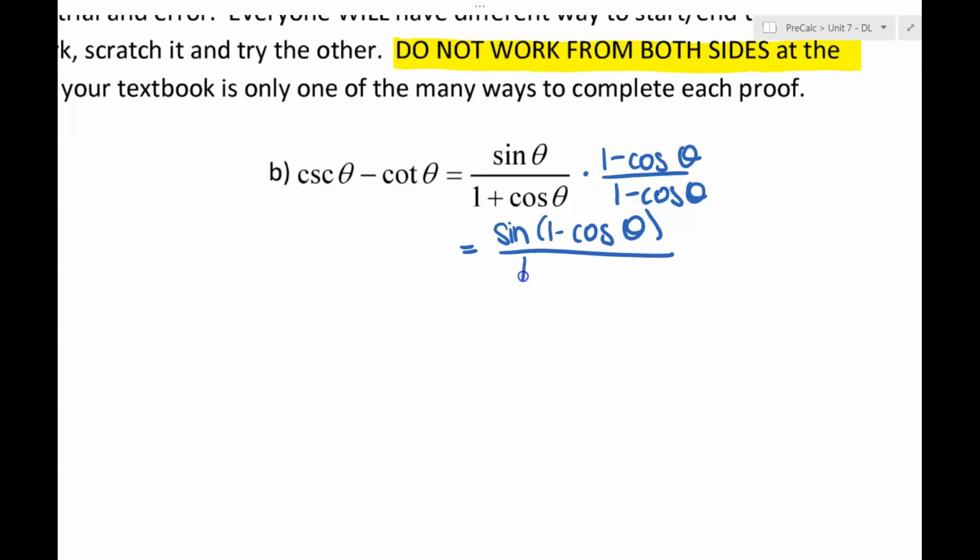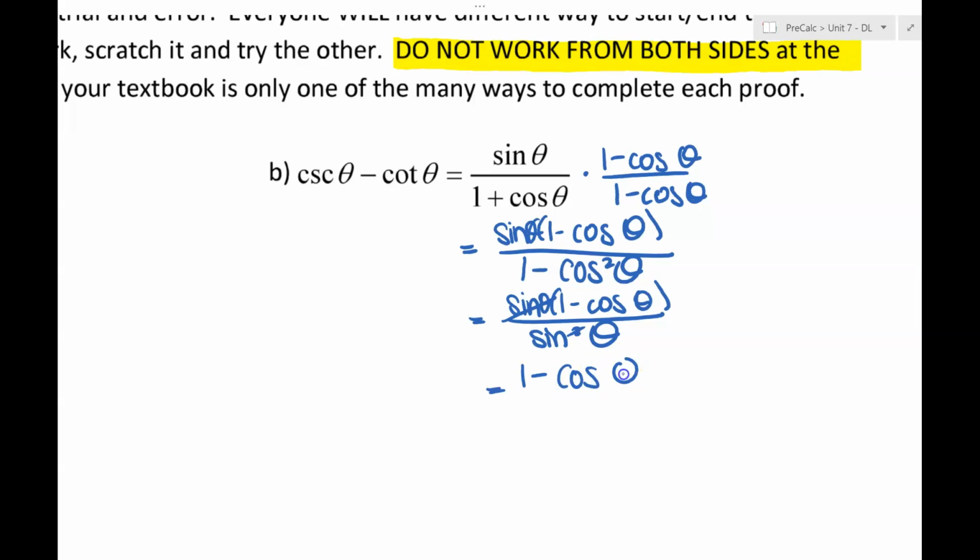Okay, so in the denominator, we get 1 minus cosine squared theta, which we know to be, ooh, I forgot my theta, sorry, which we know to be sine squared theta, Pythagorean identity. One of the sines cancel out. So we get 1 minus cosine theta over sine theta.